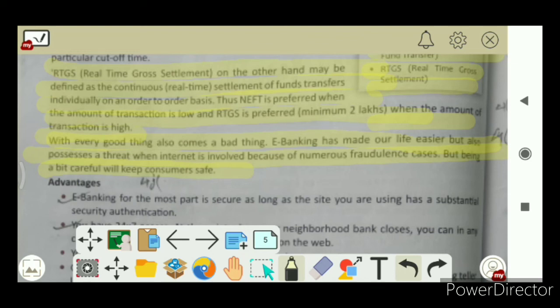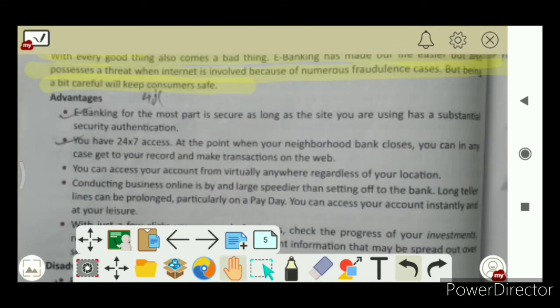It means if some technology gives you advancement and some benefits, then it also brings some disadvantages. Here there are some advantages of e-banking, so let us discuss.